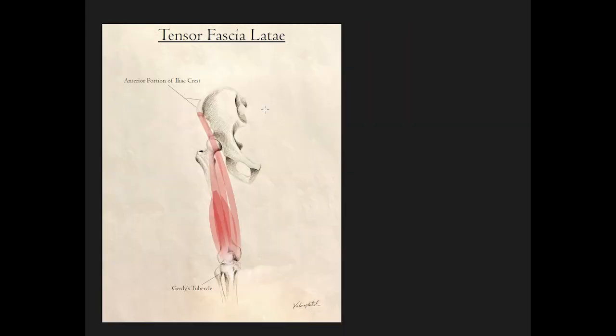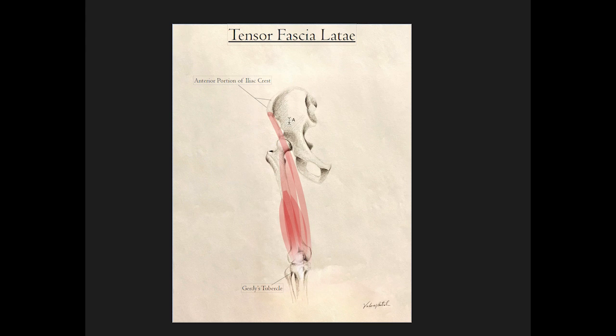All right, now the next one we have is the tensor fascia latae. The tensor fascia latae is a very important muscle. It inserts onto the iliac crest, but specifically onto the anterior portion of the iliac crest, just right here. And then the distal insertion site is Gerdy's tubercle. Now remember, in the beginning of this video, I said that Gerdy's tubercle is the insertion site for the iliotibial band. Realize that the tensor fascia latae is the muscle that gives rise to the iliotibial band.